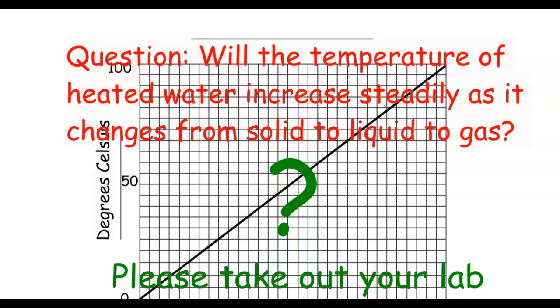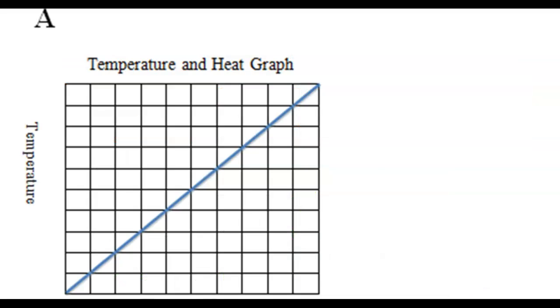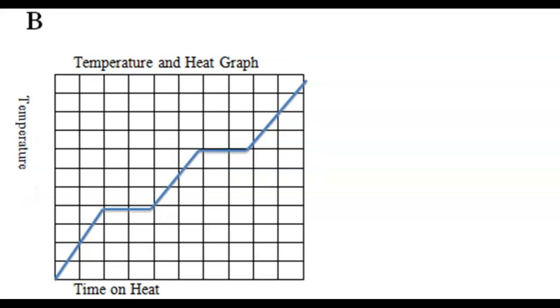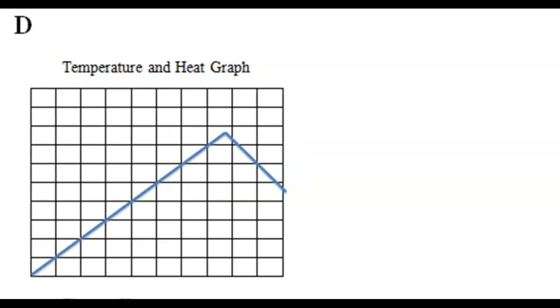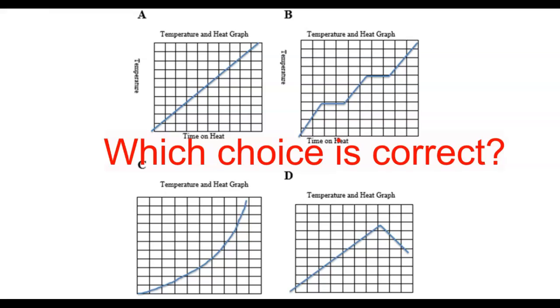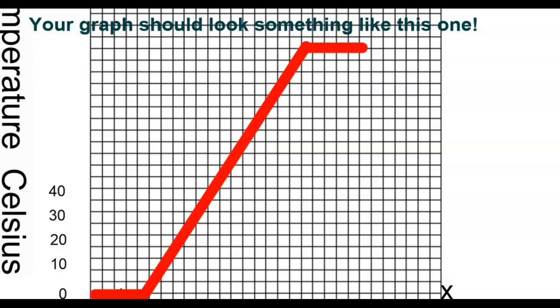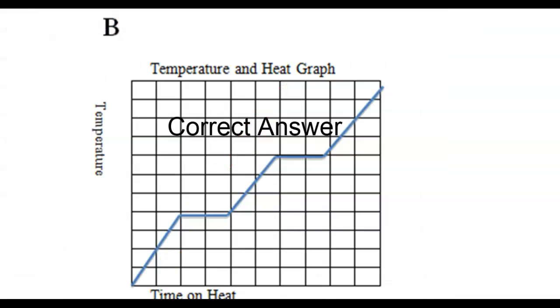If you remember, our question was, will the temperature of water increase steadily as it changes from solid to liquid to gas, or do something different? In other words, what will happen to the temperature as we go through our phase changes? Take out your lab and let's see how we did completing our graph. Now we had choice A, a smooth and steady, choice B, something that looks like a staircase, choice C, and choice D. Which did you choose originally? And now looking back at your data, which is the correct answer? Which choice gives you the best indication of what happens to the temperature as we add heat energy to our material? Well, if I look through my graph, it should look something like this. And if I compare it to all the choices that I had, choice B is the correct answer.